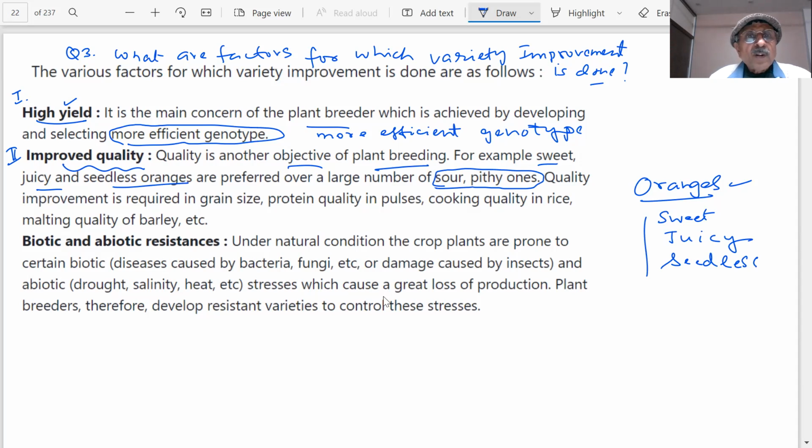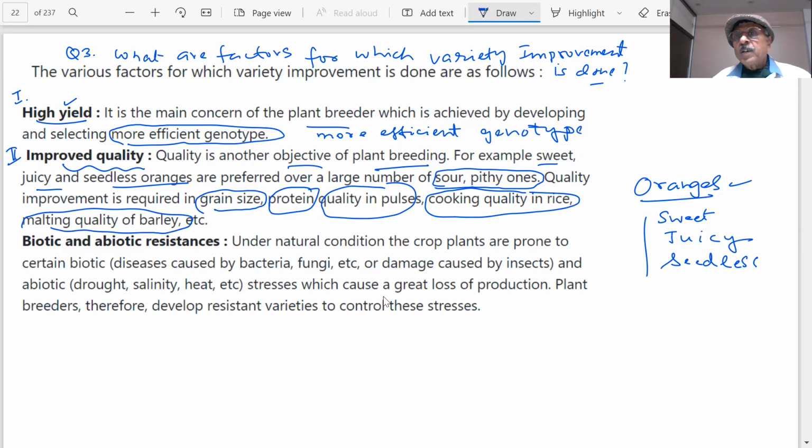So quality improvement is required in grain size, protein quality in pulses, cooking quality in rice, and malting quality of barley. For example, certain qualities we have indicated. In pulses, how much protein is there? When you are making rice, can you cook it, or does it become very hard, or is some rice soft? Size of the grains. These are the second thing, improved quality.